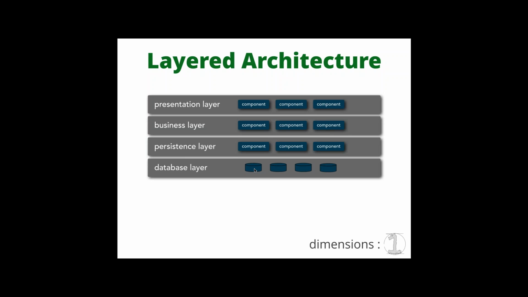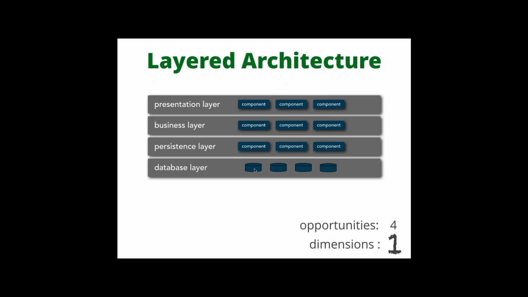And so the dimensions of evolvability for this particular technical architecture is 1, because I can evolve along the technical architecture dimension. Now you'll notice there are actually 4 layers here, so I have 4 different opportunities for evolution, but really only along one dimension, which is the technical architecture dimension, because that's how I've organized this architecture.